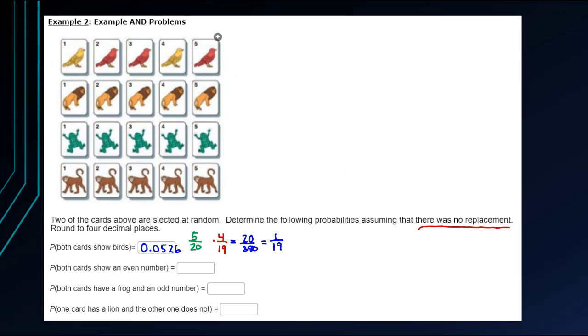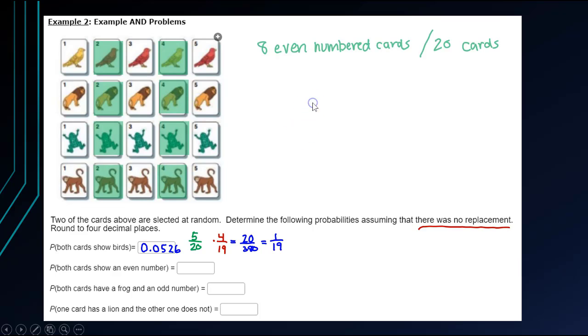The probability that both cards show an even number. So again, here's all my even number situations. And so that's 8 even numbered cards out of 20 cards. And so the probability that the first one drawn is even is 8 out of 20. But without replacement, I'm going to have one of those even cards gone. There's going to be 7 even cards left, 19 cards left in total, which is 7 out of 19. Multiply those together. I get 14 out of 95 when it's simplified, which is 0.1474.